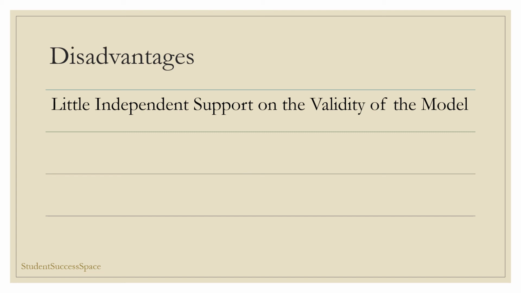Disadvantages, of course, as well. So we're going to look into a few of these. Some of the disadvantages are that little independent support has been given on the validity of the model. This means that there aren't many people who have repeated the research that Dunn and Dunn have completed. So it's also difficult to find additional data that supports the model.